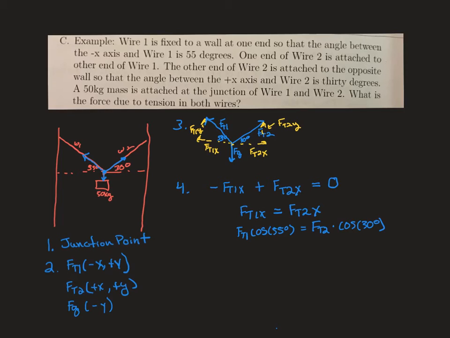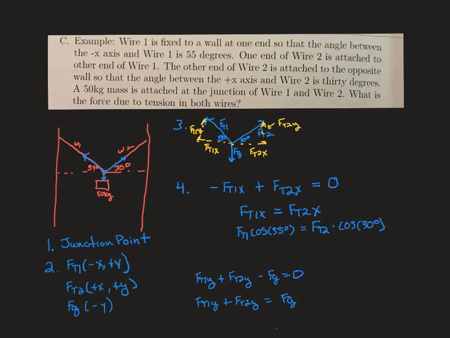So let's go to the y direction. In the y direction, we have force of tension 1 in the y, plus force of tension 2 in the y, minus the weight of that mass hanging there. And those are going to sum to 0, because once again the system is at rest. So the two y components of the tension are going to balance out the weight pulling down.